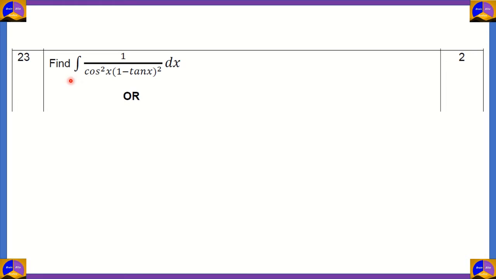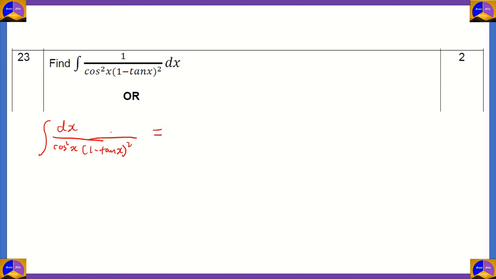The first question here is question 23. And this question has two parts. Here's the first. Find the integral of 1 by cos square x times (1 minus tan x) the whole square dx. How do you solve this question? For 2 marks, we're going to write the integral first: integral dx divided by cos square x times (1 minus tan x) the whole square.